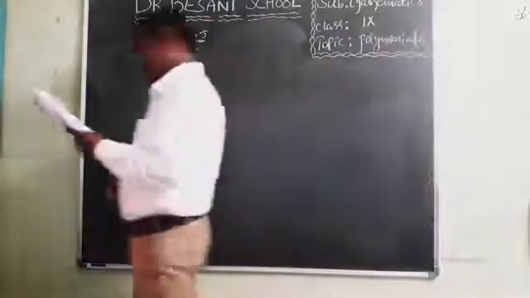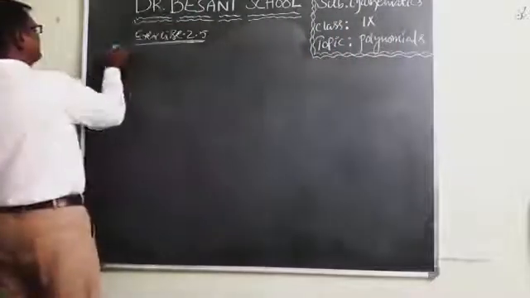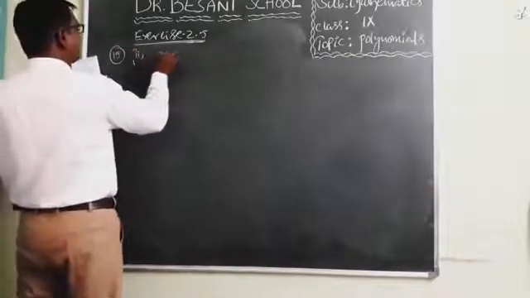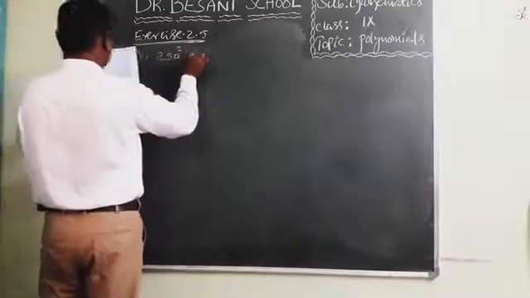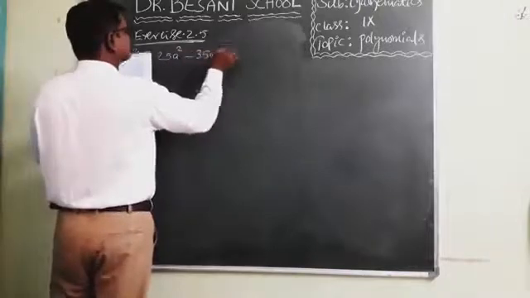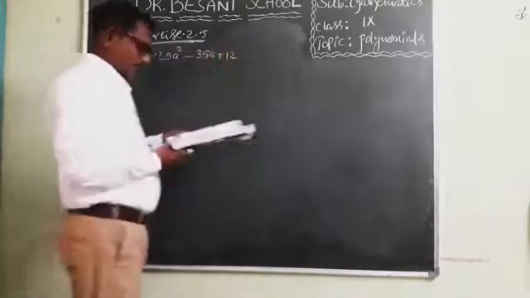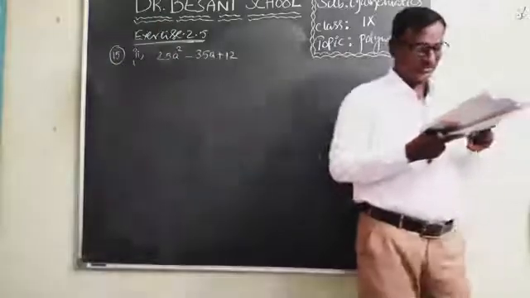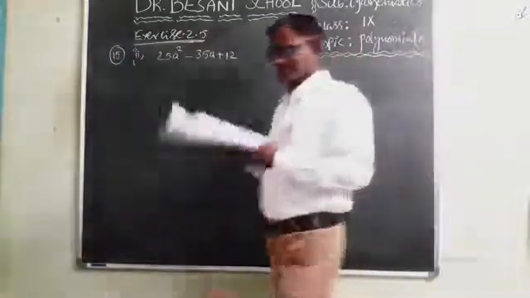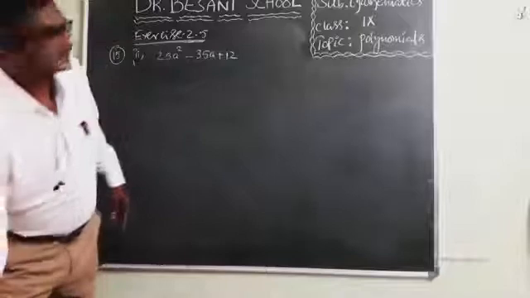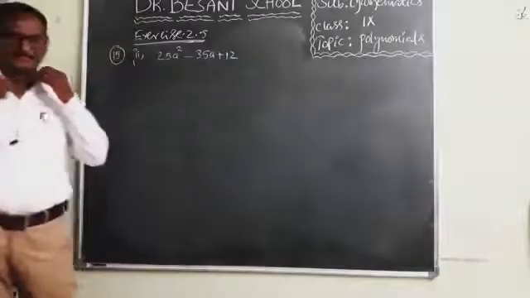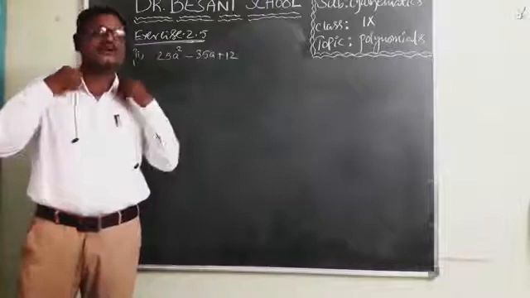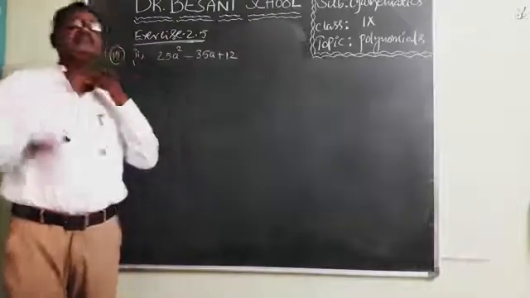Give possible expressions for the length and breadth of the rectangle whose area is given. First I will explain the 15th Roman, second problem. See, 25a square minus 35a plus 12. This expression represents the area of a rectangle. We need to find out what is length and what is breadth. After factorizing this one, you will get 2 factors. Those indicate one is length and the other is breadth.